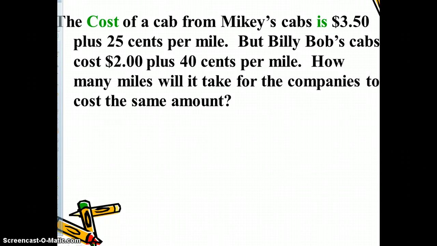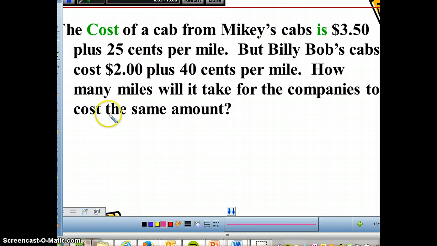Alright, so your job today is to set up story problems and use systems to solve those story problems. So we're going to go ahead and do that with this example right here. The cost of a cab for Mikey's Cabs is $3.50 plus 25 cents per mile. You can almost stop right there and write an equation. So I'm going to go ahead and do that. Cost is $3.50 plus 25 cents per mile.